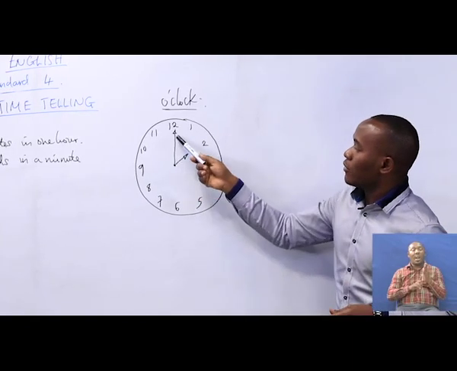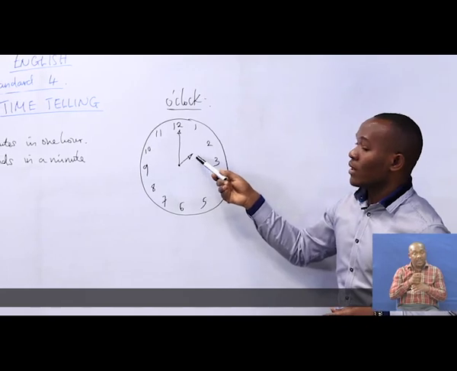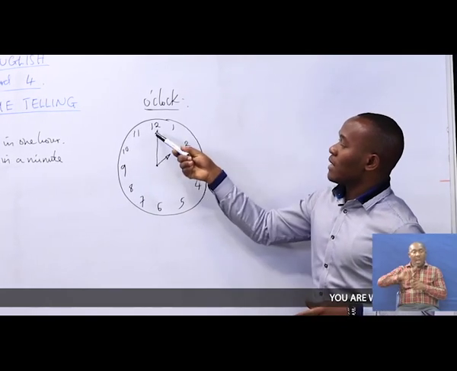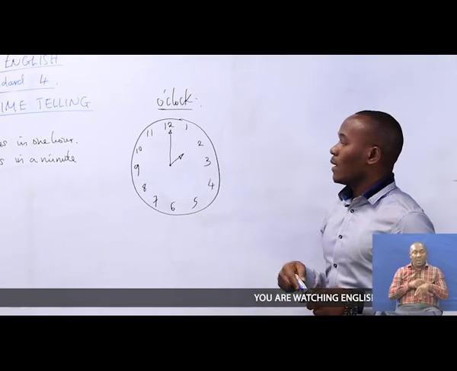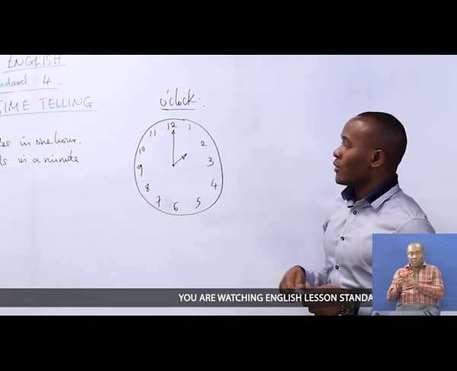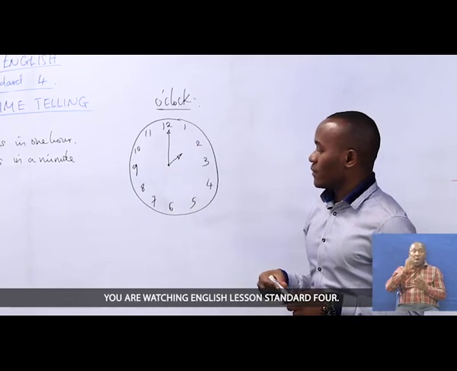So this is the long arrow, the arrow that shows minutes. This is the short arrow, the arrow that shows hours. When the long arrow is at number 12 and the short arrow is at a certain number, we call it o'clock. Now, for this case, the short arrow is at number 2, and the long arrow is at number 12.